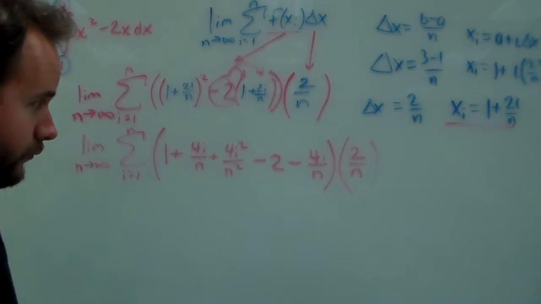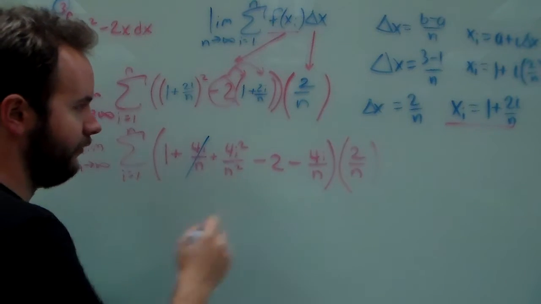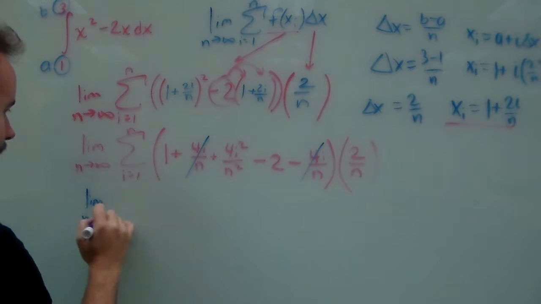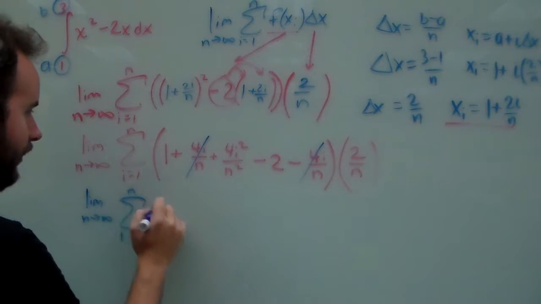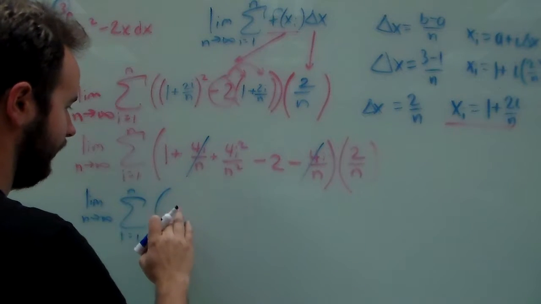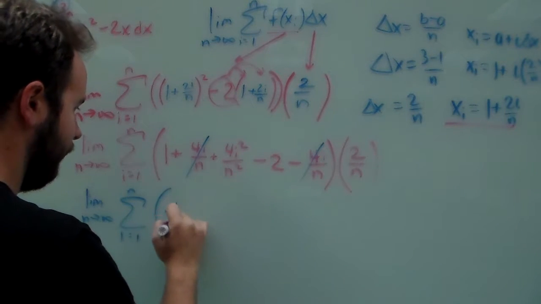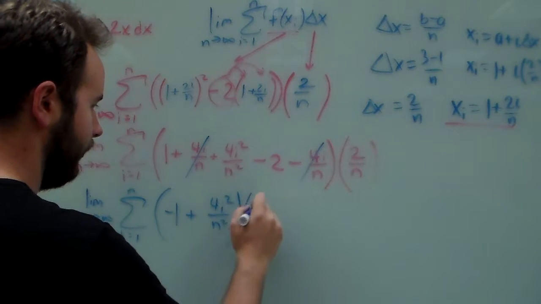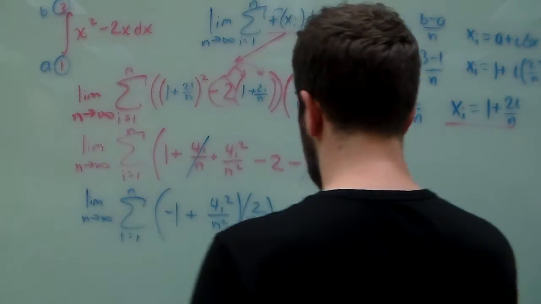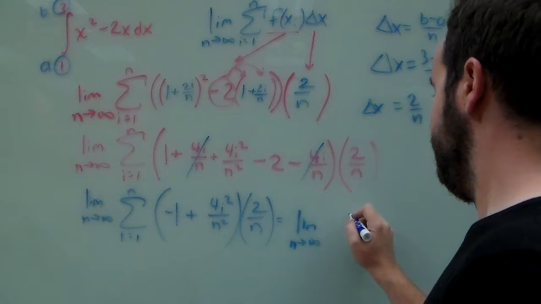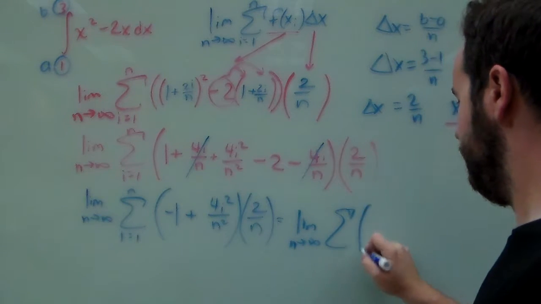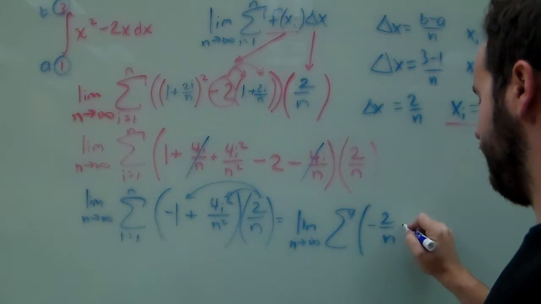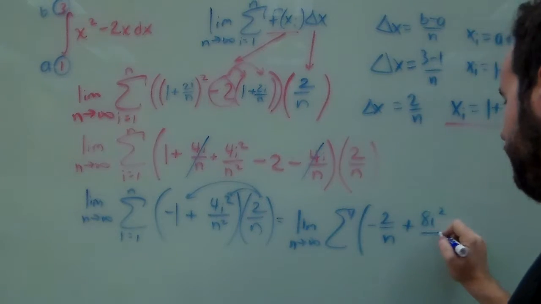Giant mess. Now, we see a plus 4i over n that cancels with a minus 4i over n, so we're left with the limit as n approaches infinity of the summation i equals 1 to n of, 1 minus 2 is negative 1, plus 4i squared over n squared. Those guys canceled, and I'm just left with multiplying by 2 over n. You could even just say limit as n approaches infinity, summation, I'm not even going to write the index this time. The 2 over n gets distributed to the inside, leaving me with negative 2 over n plus 8i squared over n cubed.